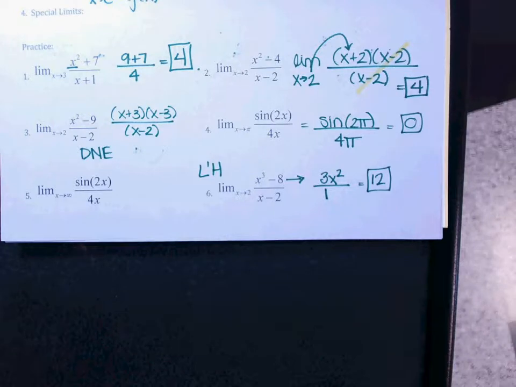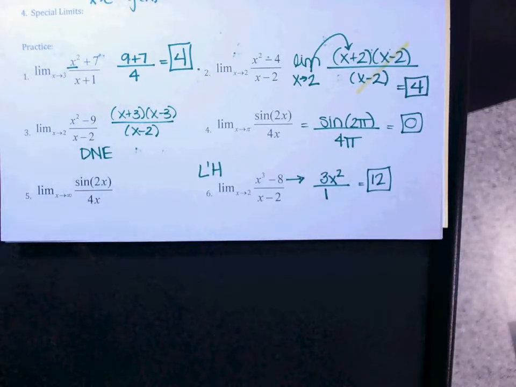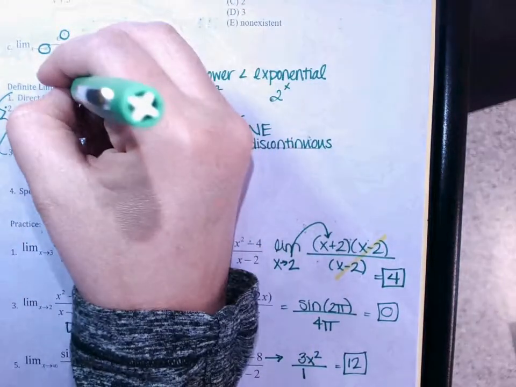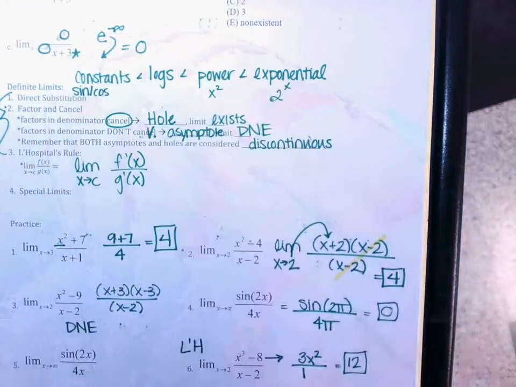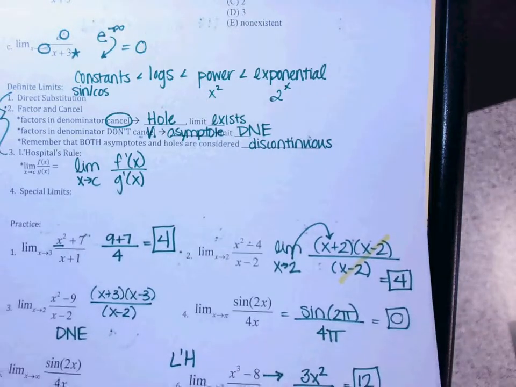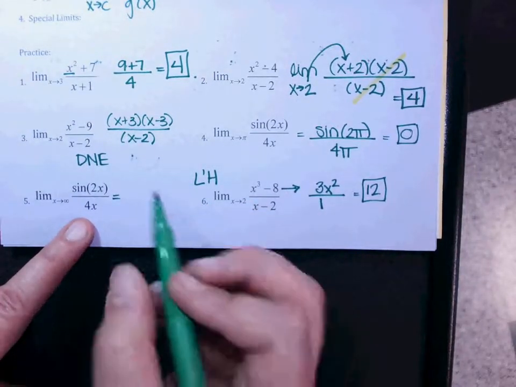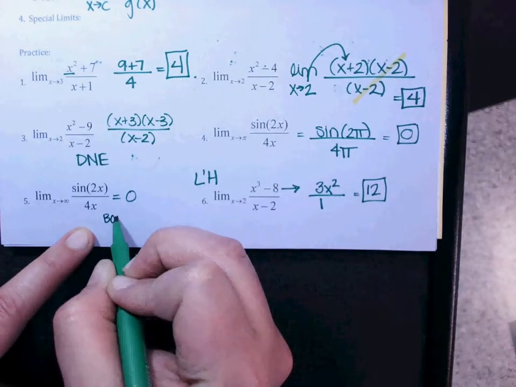Okay, look back at number 5. Infinity means we're using our rules, right? So which one's bigger, sine or 4x? What does sine x do? It goes 1, negative 1, 1, negative 1. 4x is going to be bigger. Okay, so let's go ahead and add into our little list we made here. Sine and cosine both count as constants because they never get bigger than 1 or negative 1. So those are the same as just a normal number. If I was comparing those, 4x is bigger, which means it goes to what? 0. Bigger on bottom goes to 0.